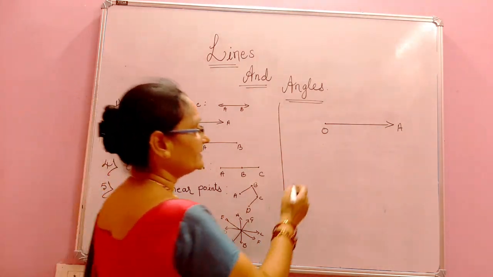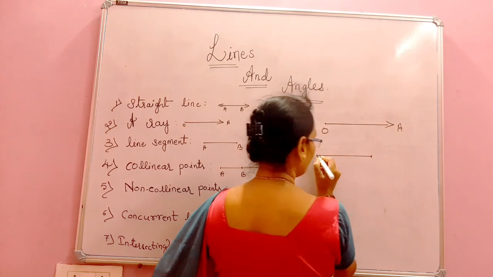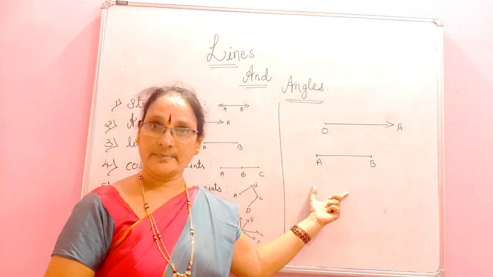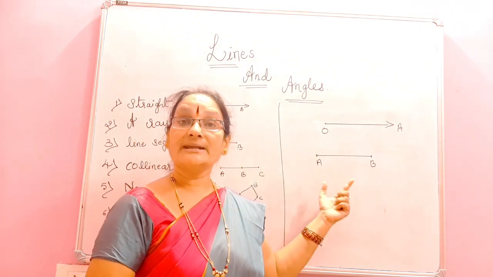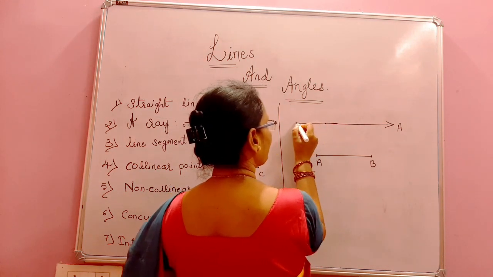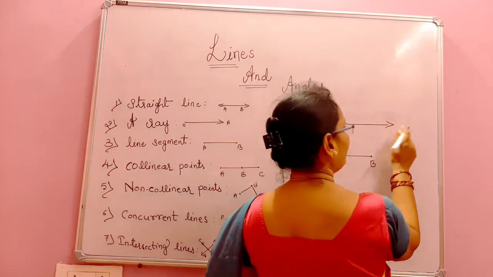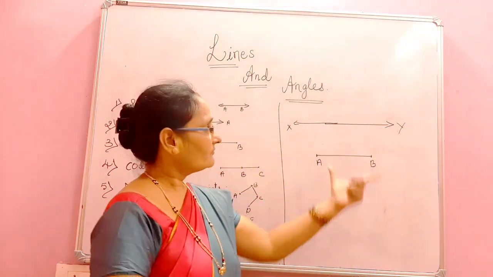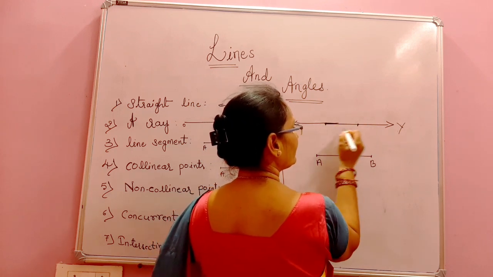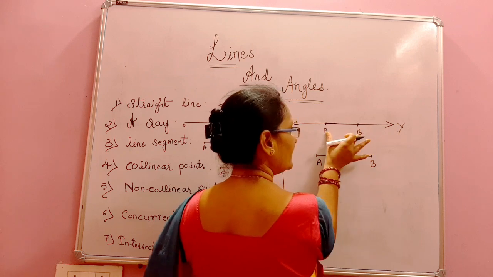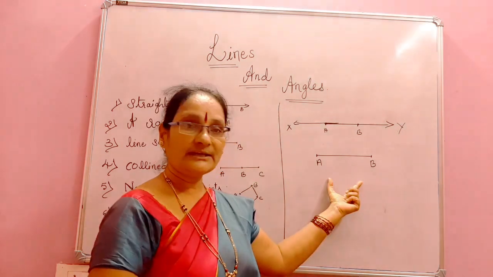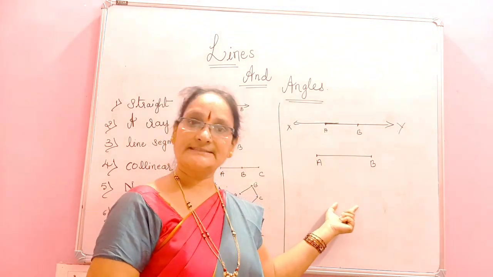Then the third one is line segment. See here, this is symbol of line segment. Line segment is a part of straight line. See here, for example, if this is XY, a straight line, from this straight line I am just cutting the portion AB. I am just taking AB here. AB is a part of straight line, or a segment of a straight line is line segment.